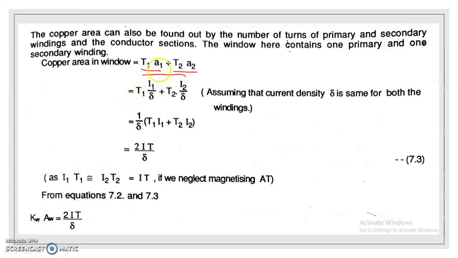Like that, just simplify it. The area of cross section A1 is nothing but I1 upon del, where I1 upon del is the current density.